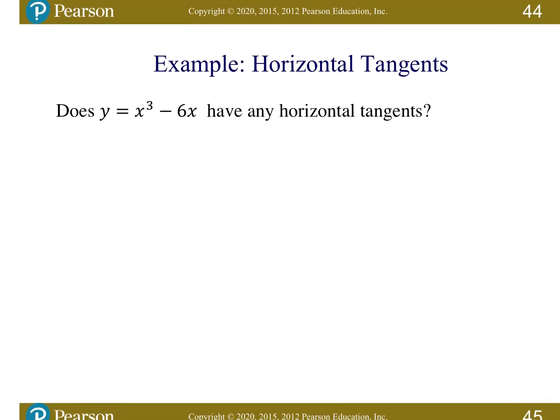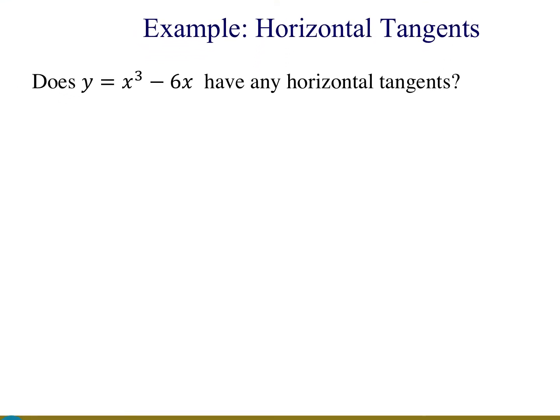Okay, so let's do that again. Does the cubic function x cubed minus 6x have any horizontal tangents? Okay, well, yes, it's going to have a couple because it's a cubic, because cubic shapes go up and then down and then back up again. So it's going to have a couple, but let's figure out where they are. And so step 1, find the derivative, the slope. So this time, I'm going to do x approaching a.